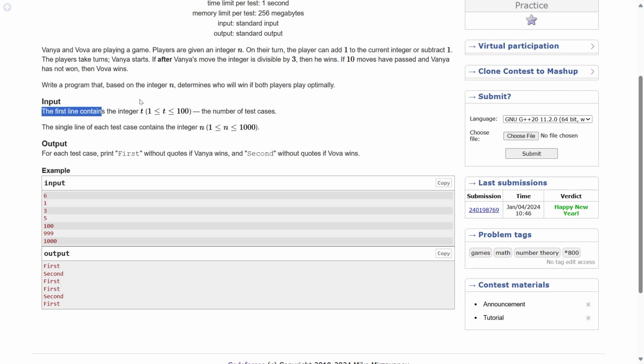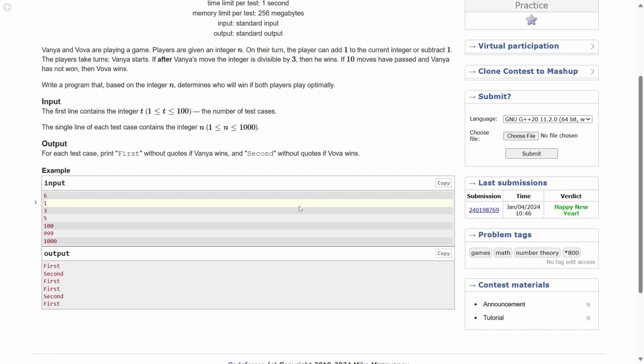Let's see the input. The first line contains integer t, the number of test cases. Then a single line for each test case, containing integer n. So we are just given integer n, and a move: either add 1 to it or subtract 1 from it. The game is started by Vanya, and if after Vanya plays the number becomes divisible by 3, then he wins.